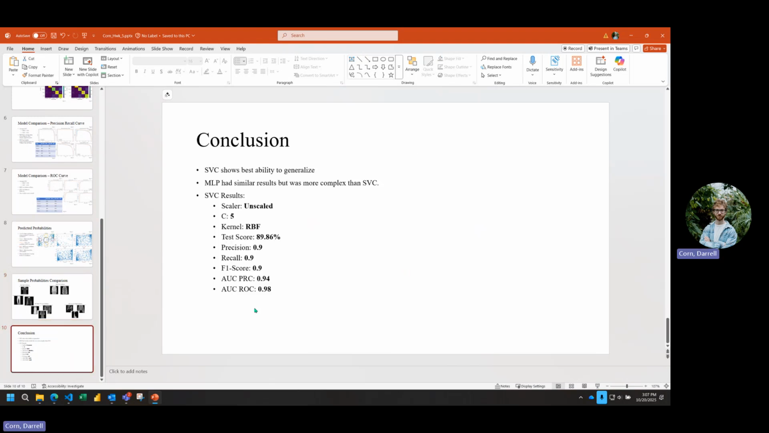Okay, so to wrap up homework 5, I believe that the SVC classifier shows the best ability to generalize for this particular problem. The MLP classifier did give similar results, but it just slightly underperformed when you averaged all the metrics together, and it is a bit more complex than the support vector classifier, so it makes sense to just go with the SVC for this solution. And again, to reiterate my results, these are the parameters that I found that worked best, and these were the final performance metrics. All right, that concludes homework 5.